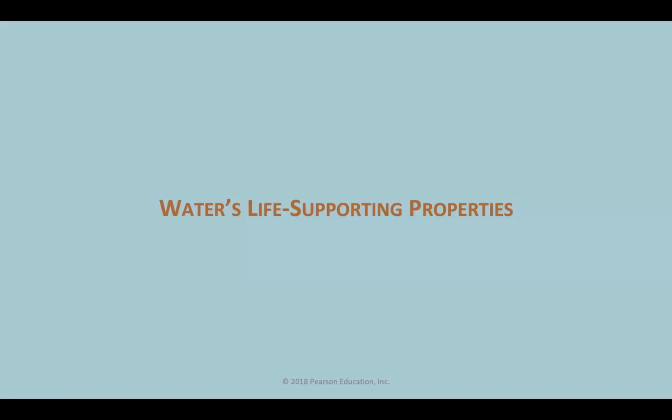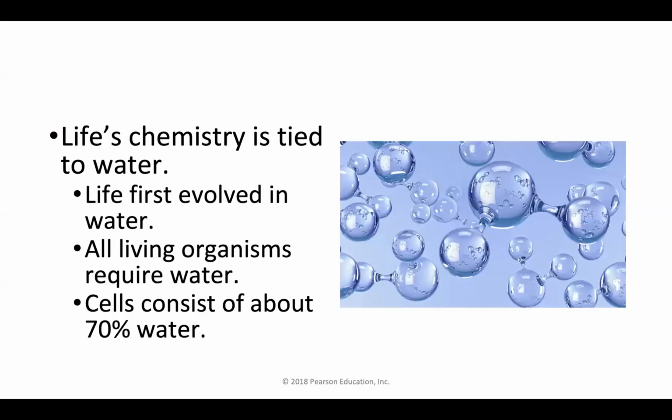The last point I want to talk about tonight are some properties of water. These properties are said to be life-supporting properties of water. We know that water is essential for life. Life's chemistry is tied to water. Life first evolved in water, at least this is what we hold to be true. We know that all living organisms require water. Most of our cells are made up of about 70% water, so it is in fact true that most of life is connected to water. And those chemical elements, hydrogen and oxygen, are essential.